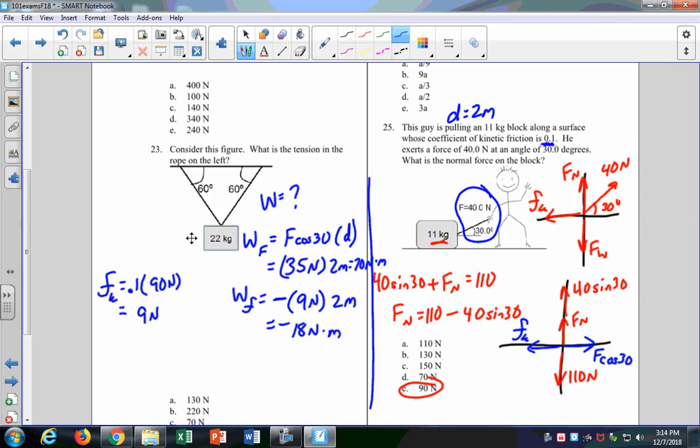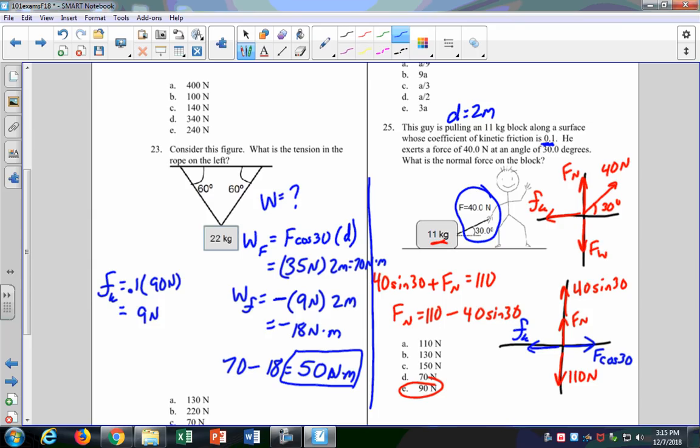And so if I want to know, I could ask several questions. I could ask, what is the work done by the force, by the guy? What is the work done by the frictional force? Or I could ask, what is the total work being done? And the total work being done would be 70 minus 18, which is 52, or in this case, 50 newton meters, or 50 joules. That's a good example of how I could take a problem and make it different.